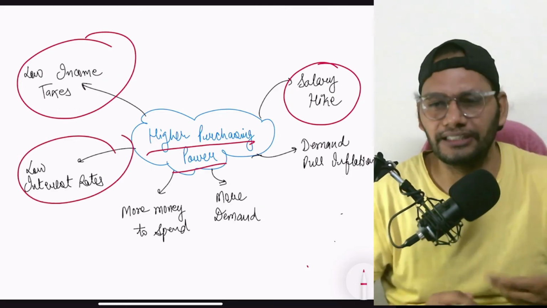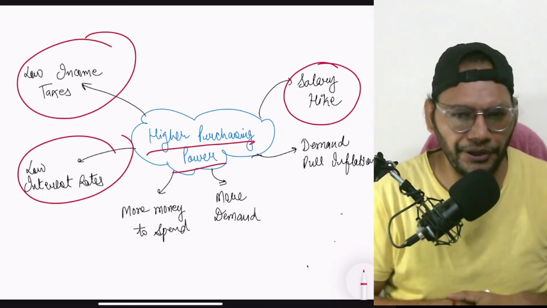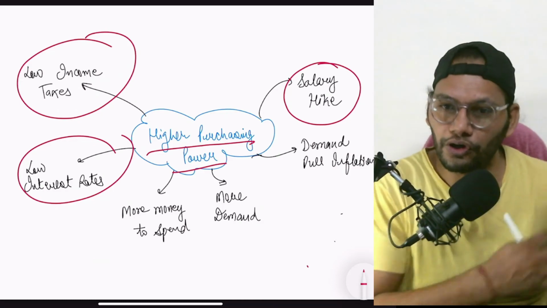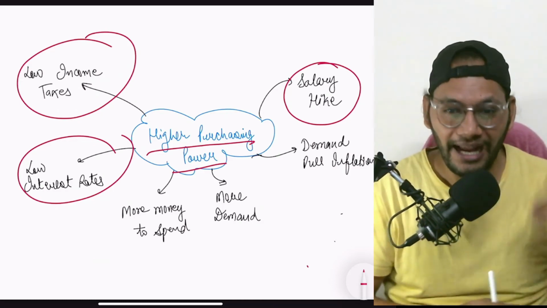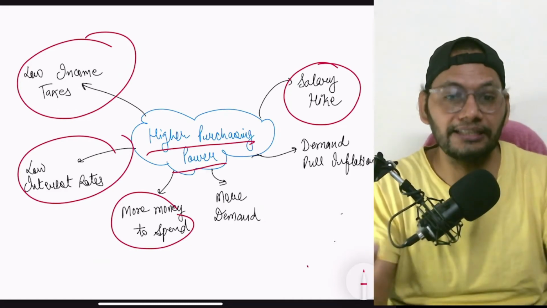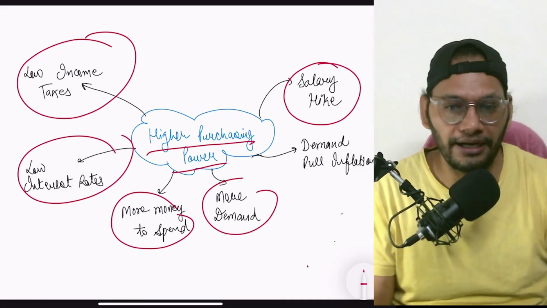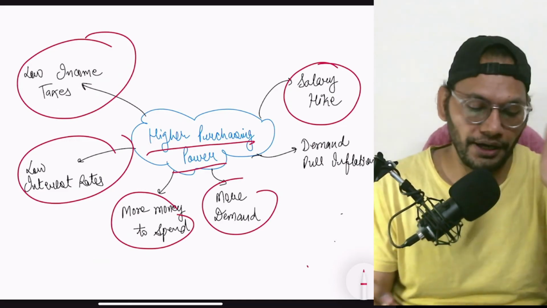Suppose interest rates are very low. You go to a bank, bank is going to charge very low interest rate on that particular loan, so you are going to have more loan, you are going to have more money, and when you have more money, you are going to spend more money to buy things, goods and services, and that is how it will lead to more demand, and this is going to lead to demand pull inflation.